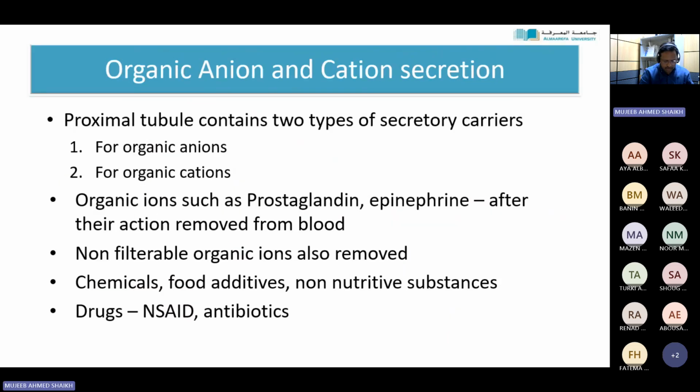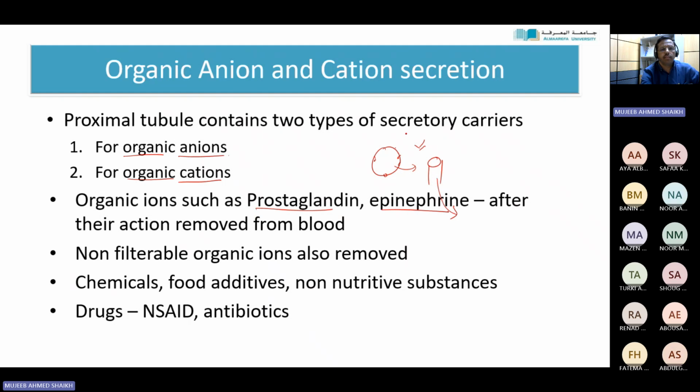Okay, the other function of secretion is to get rid of organic anions and cations. Cations means positive ions, anions are negative ions. Examples are prostaglandin and epinephrine. After their action, because once they are released from their source, they will act on various cells. Once they perform their function, they may keep moving in the blood and may cause increased action, or cause the action to last for a longer time. So they have to be removed from the body through the kidney.